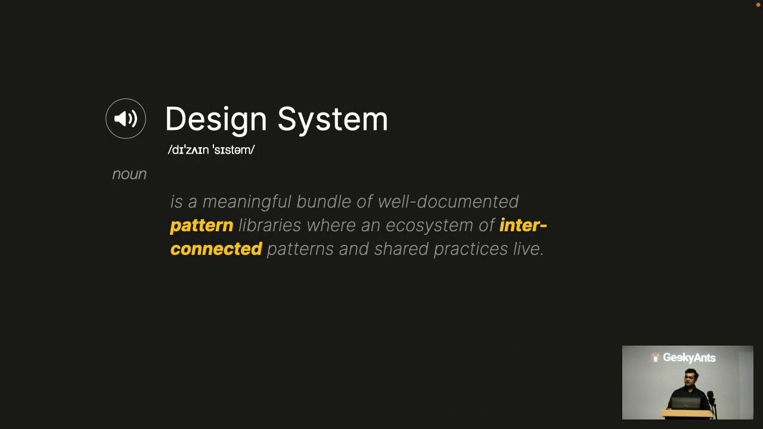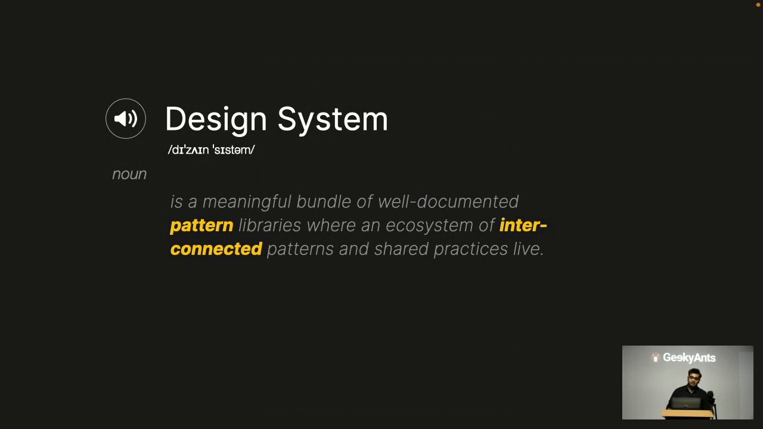Well, this has already been covered very well by previous speakers, so I won't spend a lot of time. Let's just go fast over this piece. Design system is a meaningful bundle of well-documented pattern libraries where an ecosystem of interconnected patterns and shared practices live. Now, thanks to Devesh, my work on pattern is now very easy. I don't have to explain that. It's reusable, repeating components or practices.